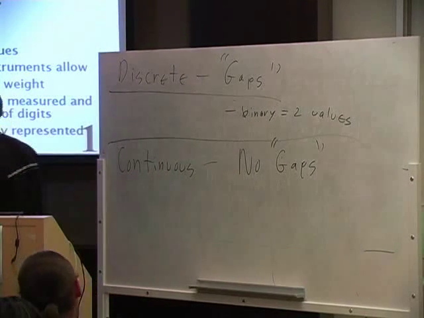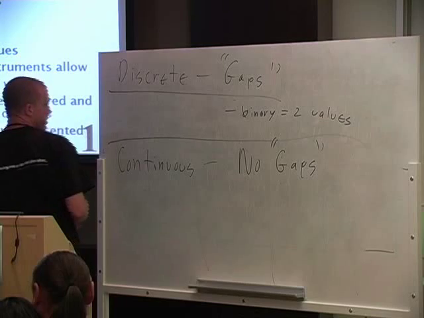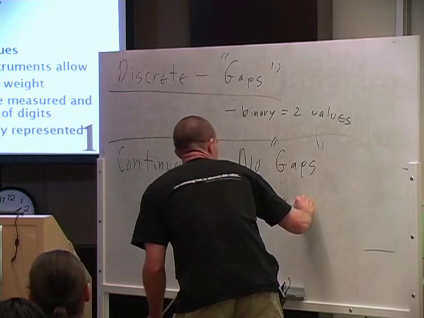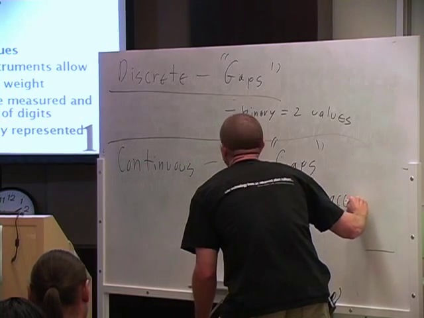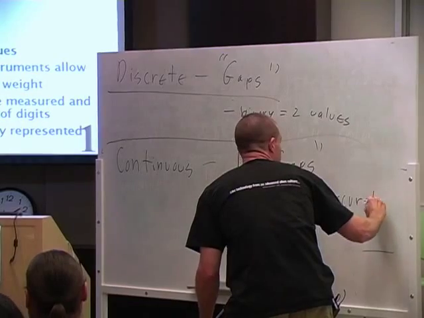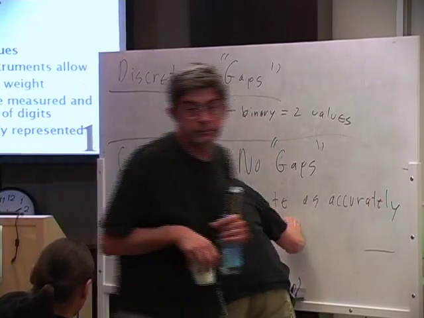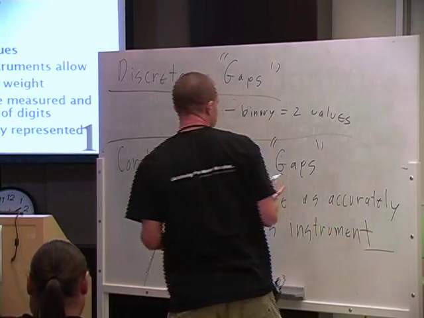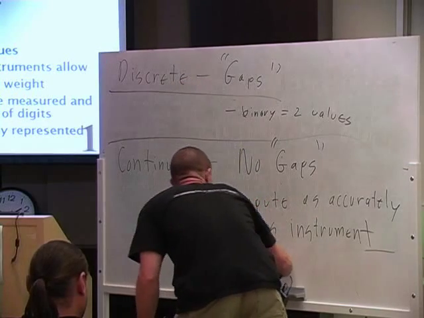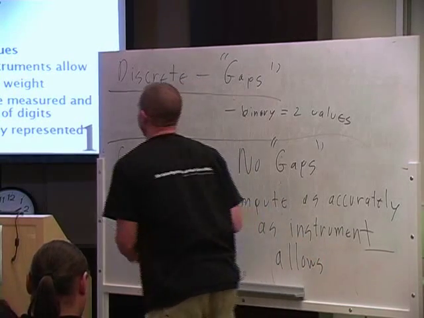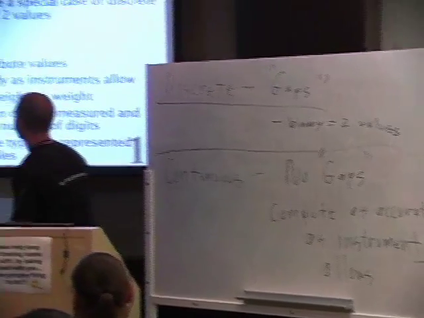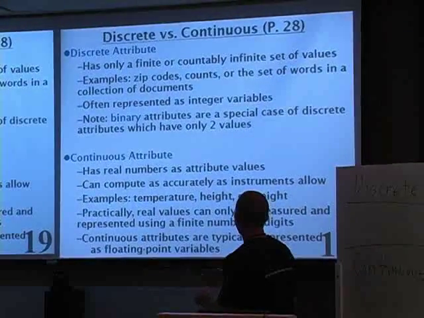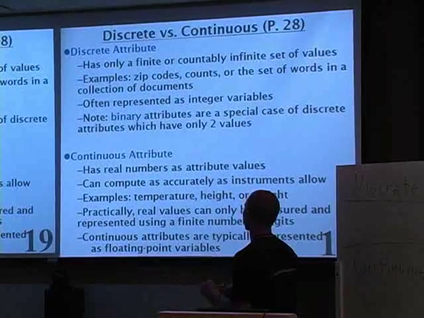Then continuous, these are things that are real numbers. You can compute as accurately as the instruments allow. So you have some sort of measurement instrument, and you're just limited by that, as accurately as the instrument allows. So, for example, temperature, 76 degrees today. Well, it's really 76.4. Well, it's really 76.42. Height, I'm 5'11". No, I'm really 5'11.3", something like that.